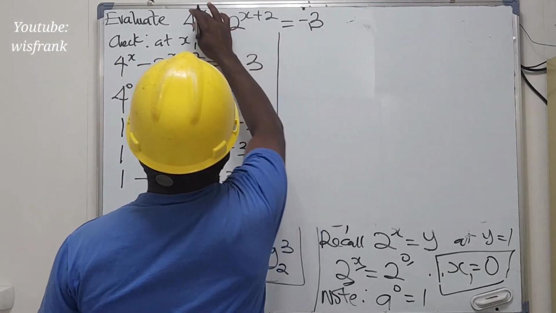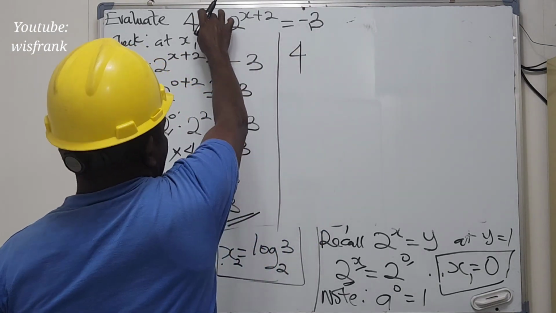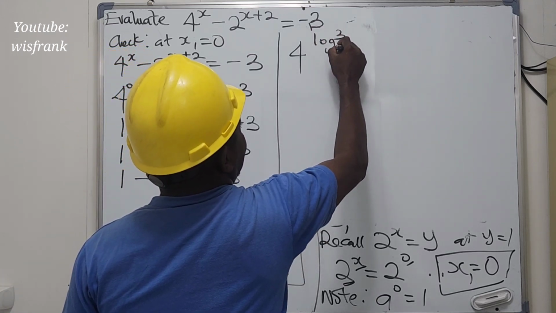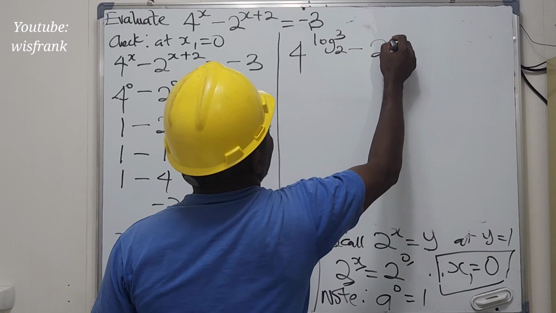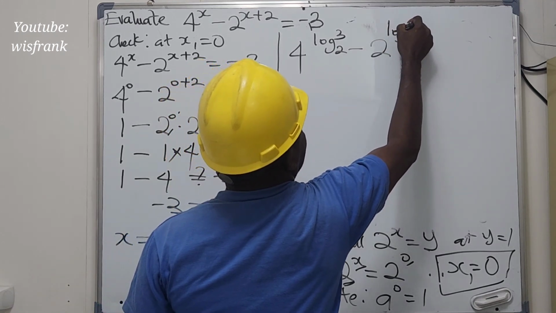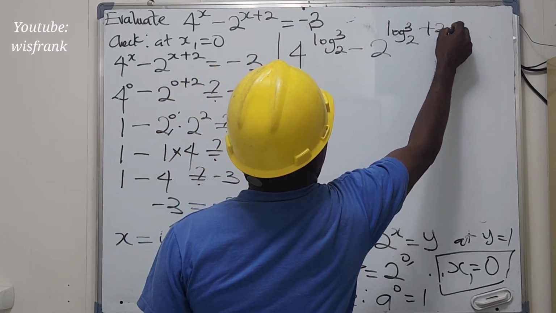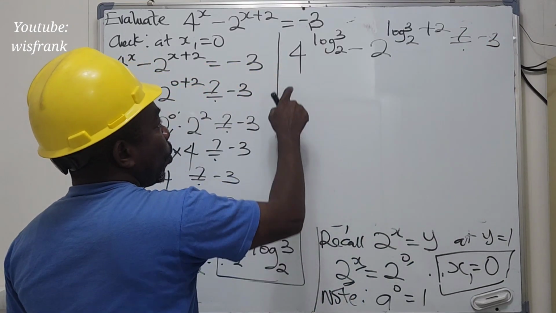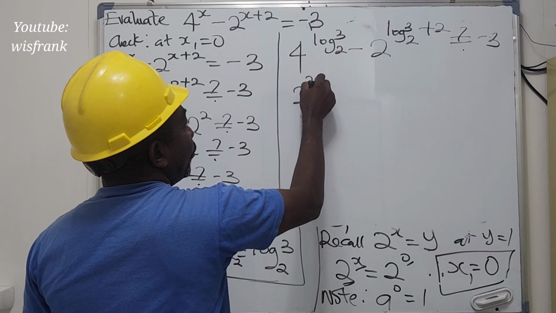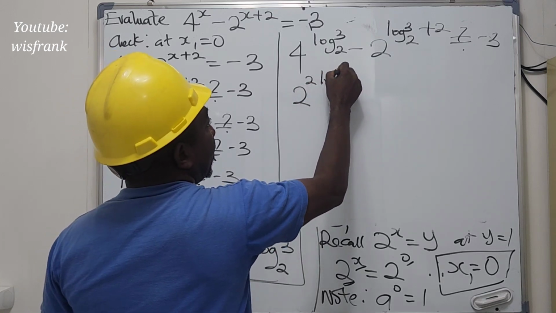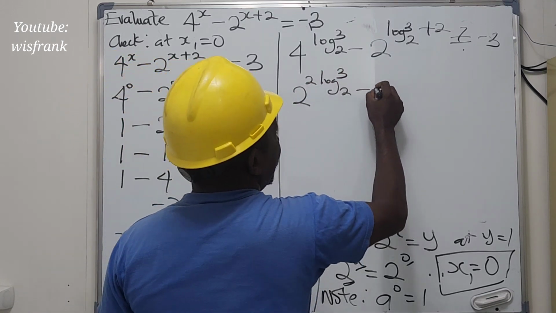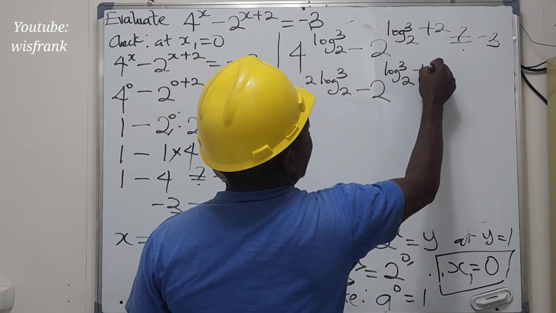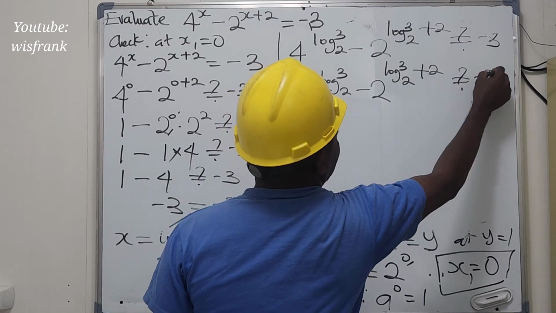So we still have the equation here, 4 to the power of x. In this case, our x is log 3 base 2. We have minus 2 to the power of log 3 base 2, plus 2. Will this equal minus 3? In this case, we can rewrite this as 2 to the power of 2 log 3 base 2 minus 2 to the power of log 3 base 2 plus 2. Will this equal minus 3?